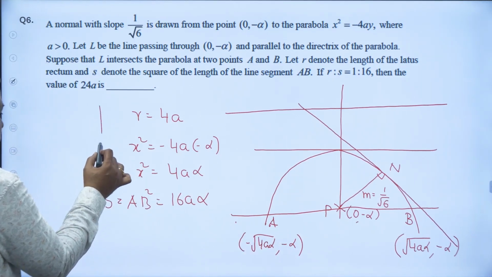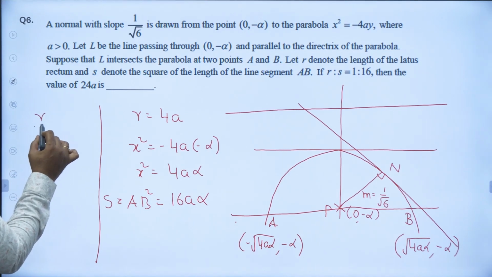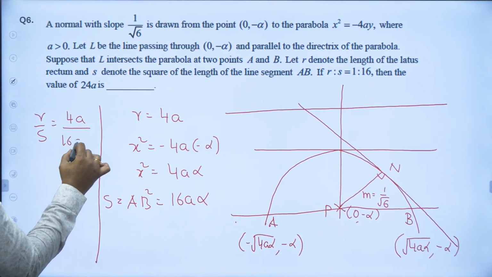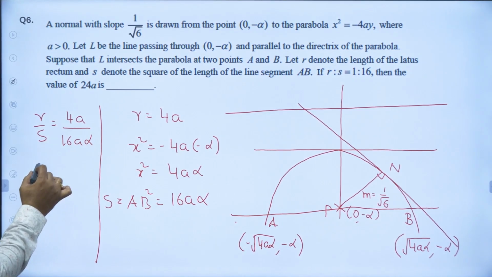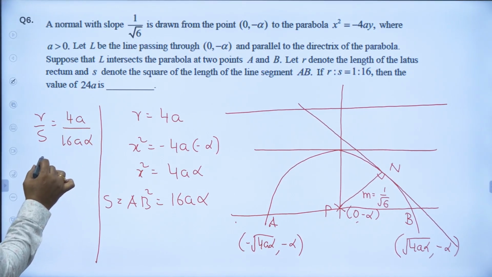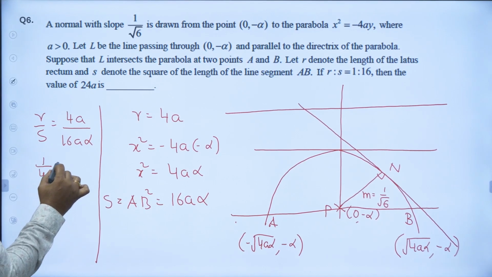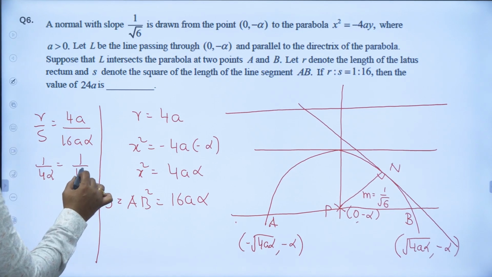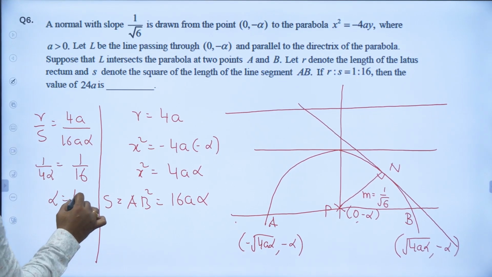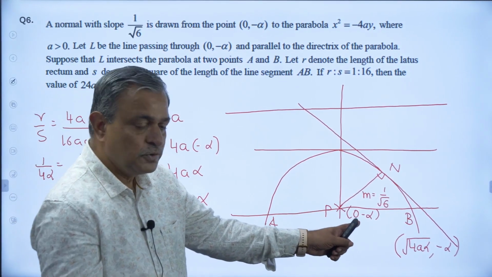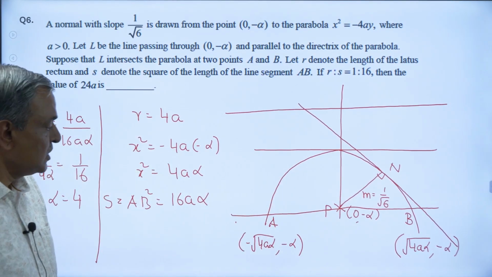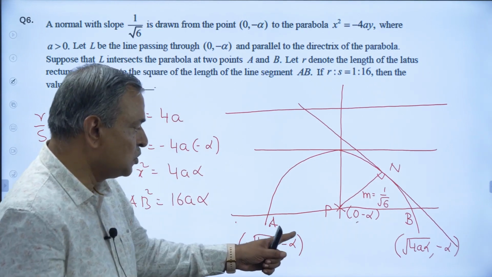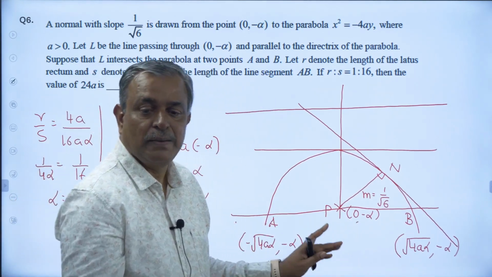Now, what is the information given? R by S, 4a by 16a alpha. So what do we get now? A and A will cancel, 4 will cancel, 1 by 4 alpha. They gave us 1 by 16. So alpha is equal to 4, we got the result. Alpha is equal to 4, we got the value of it. Once we got alpha is equal to 4, we know the AB length also.